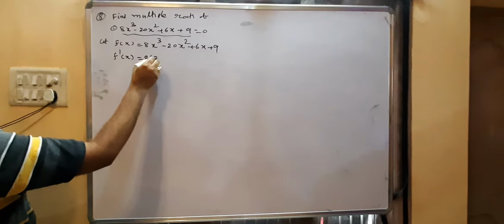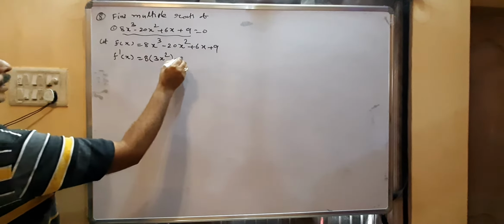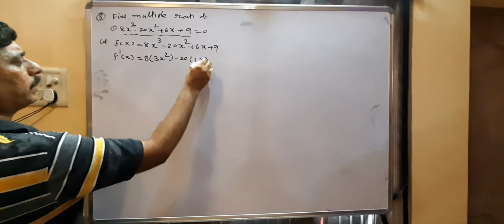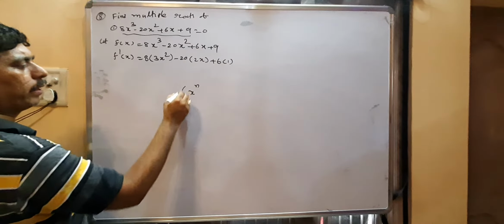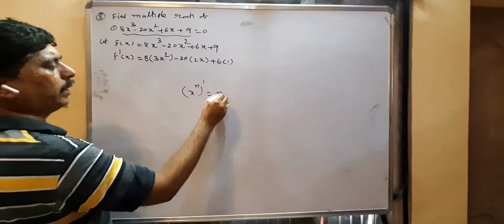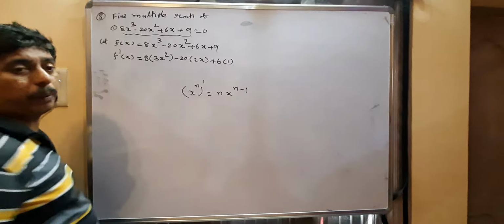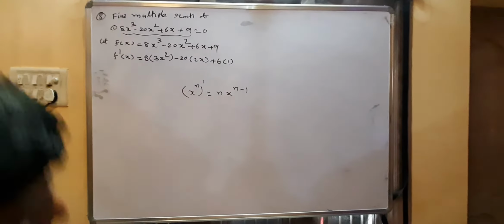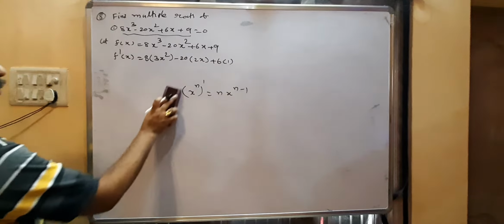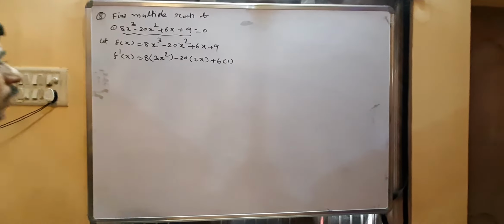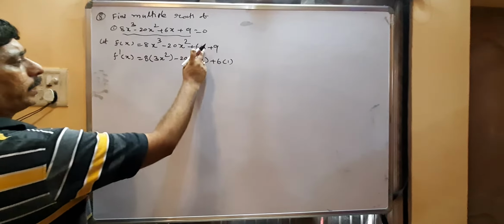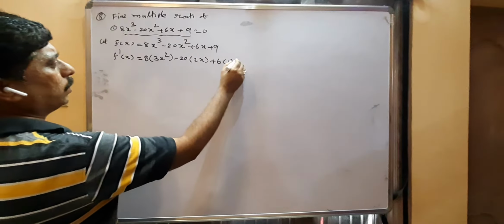8 into x cube derivative 3x square, minus 20 into x square derivative 2x, plus 6 into 1. Derivative of x power n is n into x power n minus 1, by using the formula. So derivative of x cube is 3x square, derivative of x square is 2x, derivative of x is 1, and derivative of a constant is 0.